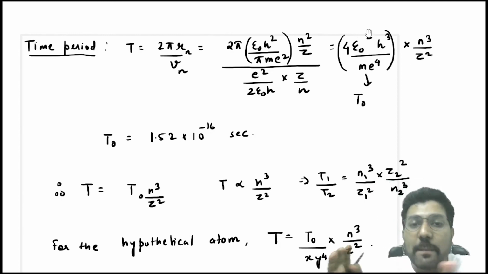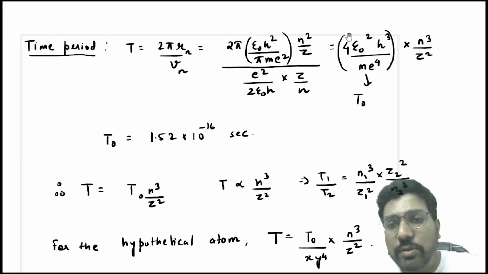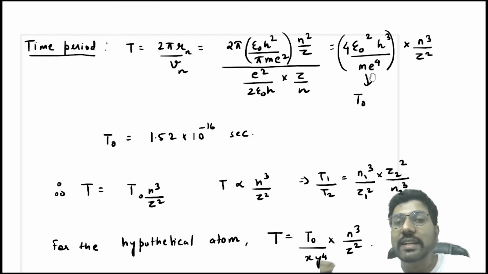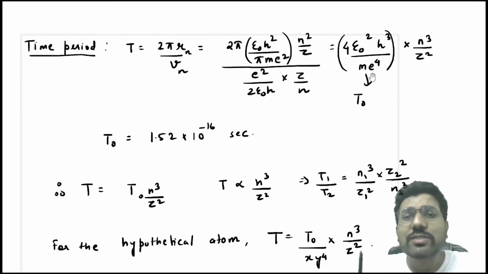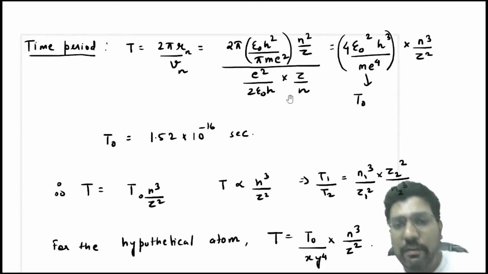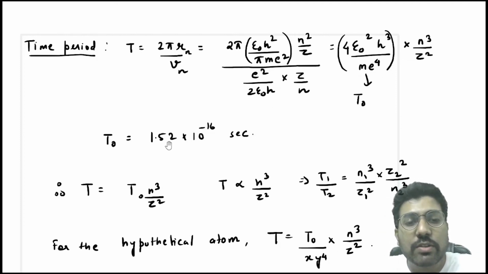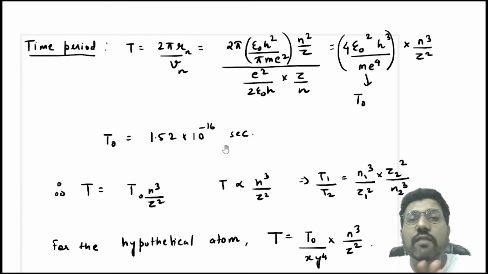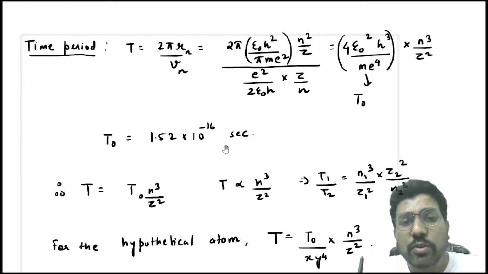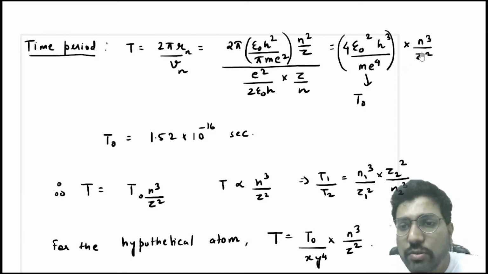Again, I have separated the constant terms and the variable terms, and this constant term together is called T naught, where again T naught is the time period of electron in the first orbit of hydrogen atom. And when you put all these constant values, you will get T naught is equal to 1.52 into 10 raised to power minus 16 second. This is the value of the time period of electron in the first orbit of hydrogen atom. So you'll write the time period as T naught into n cube by z square.